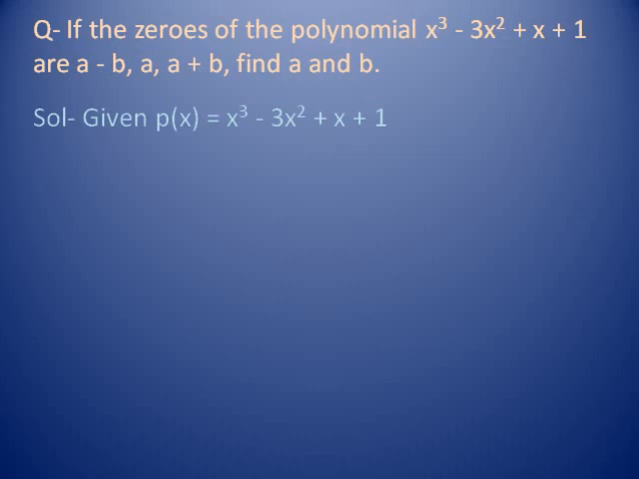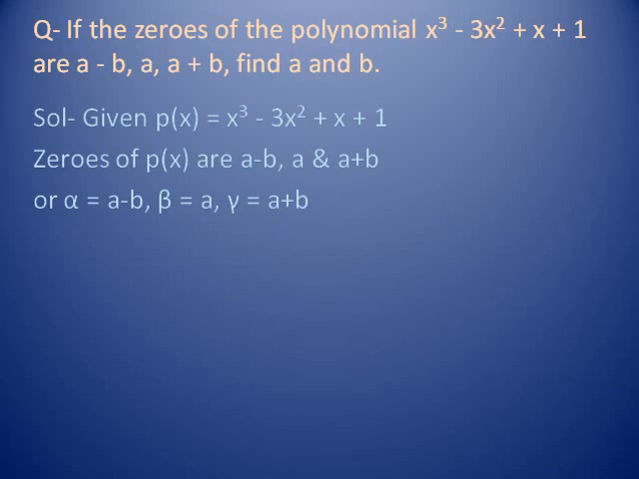The zeros of the polynomial are given: a minus b, a, and a plus b, all 3 zeros. Or we can write it as alpha equals a minus b, beta equals a, and gamma equals a plus b, as we denote the zeros by alpha, beta and gamma. So we know that the sum of the zeros is equal to minus b by a, where b means the coefficient of x square and a means the coefficient of x cube.